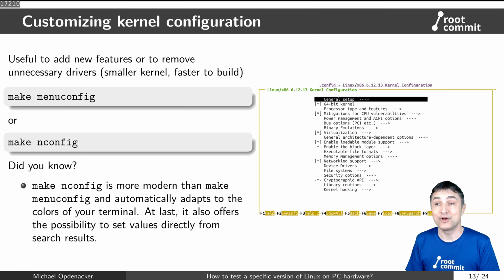The next step is to customize the kernel configuration. That's typically to add new features or remove unnecessary drivers, resulting in a smaller kernel that's faster to boot and compiles faster. You will typically do this with make menuconfig or with make nconfig. Make nconfig, which is shown here, is actually more modern than menuconfig because it adapts to the colors of your terminal. Like on a dark terminal, it will use a bright text color and vice versa. It also works with transparent terminals.